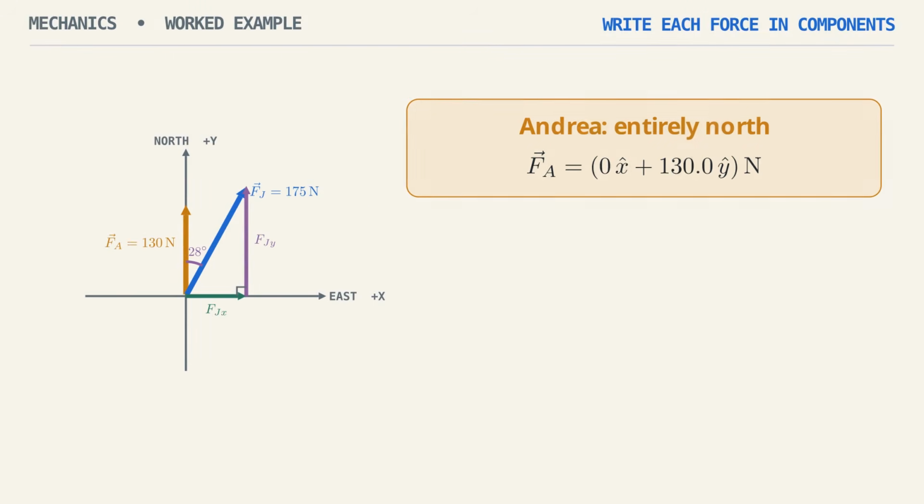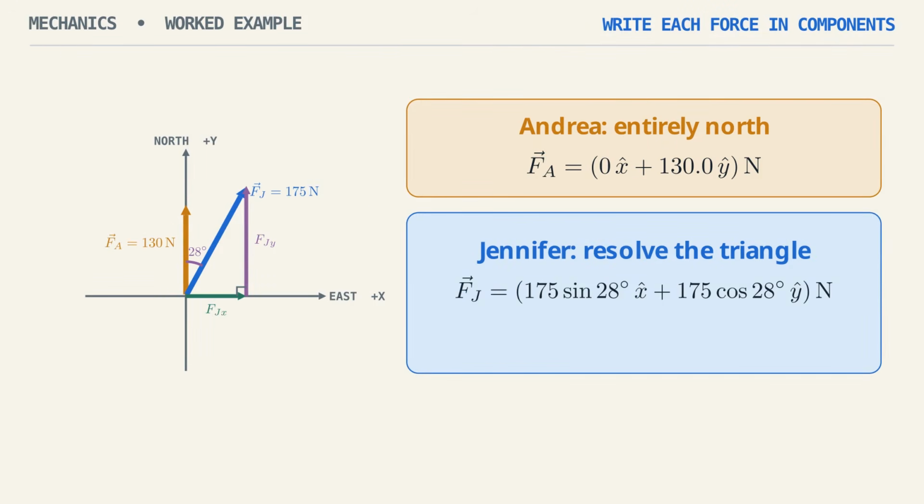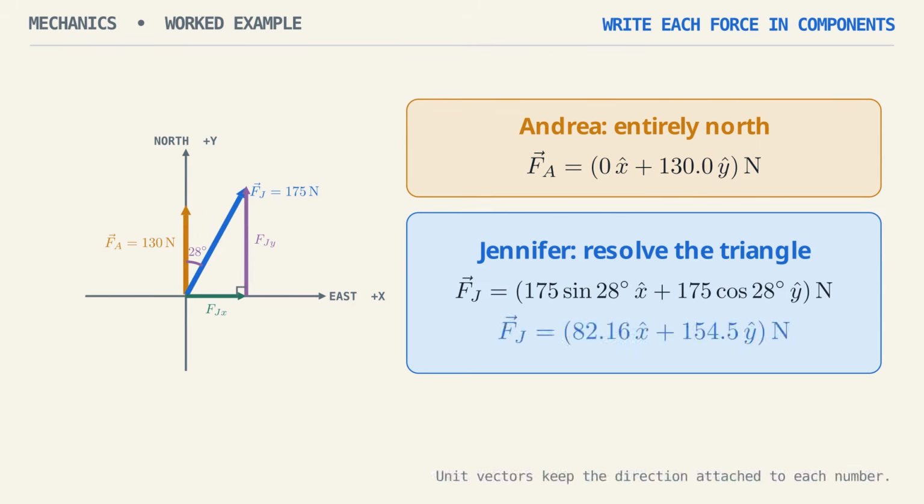Andrea's force is easy. It has 0 x component and a positive 130 newton y component. Jennifer's x component is 175 sine 28 degrees, which is 82.16 newtons. Jennifer's y component is 175 cosine 28 degrees, or 154.5 newtons. Both components are positive because her force points east and north. Unit vector notation keeps each direction attached to its coefficient and lets us use ordinary algebra.